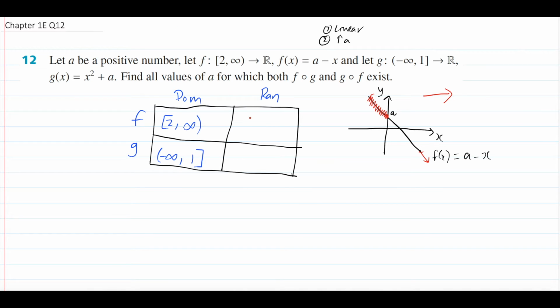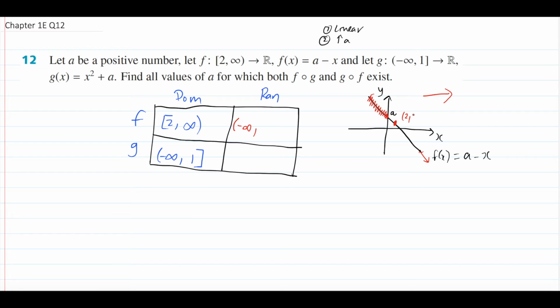My range here is negative infinity because that's the lowest value. It can go all the way to negative infinity, but where can it go up to? So it has to stop somewhere, right? So if 2 was, for example, here, then what is that value? Well, let's say the x value is 2, because my domain says I go from 2 to infinity.